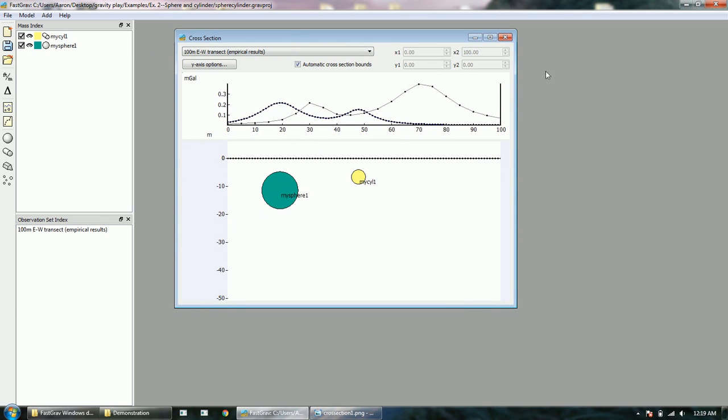So this is FastGrav's cross-section tool. You can see that it has two panels, the cross-section itself down here and the gravity profile graph over that cross-section. I'll come back to the profile graph in a minute. First, let's look at the cross-section panel. This is basically a standard geologic cross-section, a 2D slice into the Earth, the type of thing you'd see on a geological map.